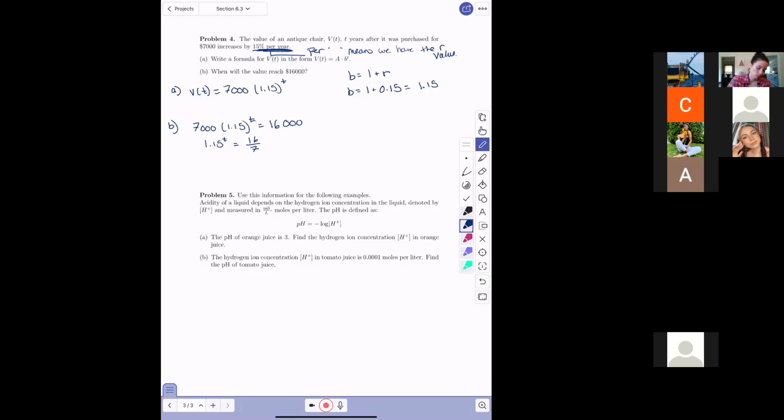Take the log of both sides. Good, and we go ahead and take that log, the natural log. Oh, sorry. We want the log. We take the log. So we're left with T times log of 1.15 is equal to log of 16 over 7.